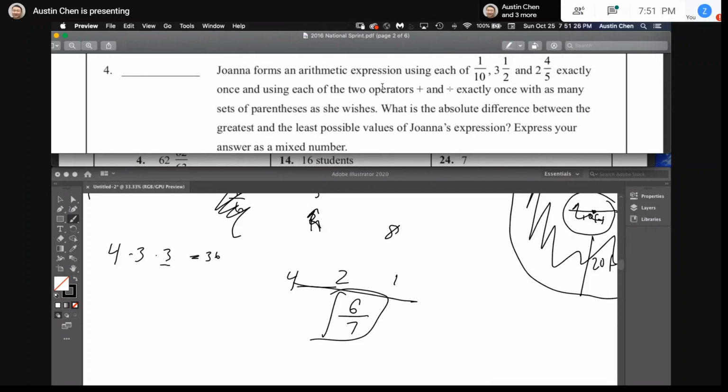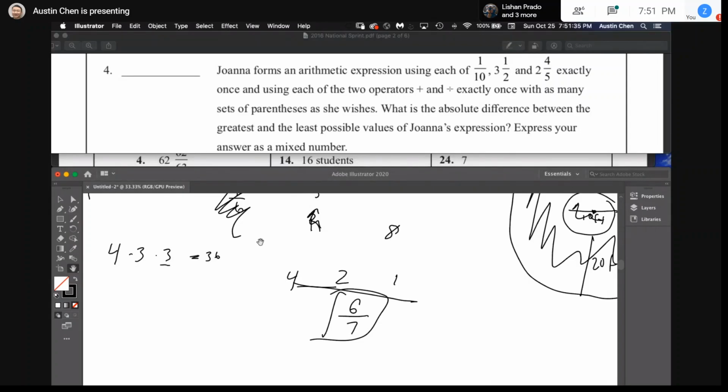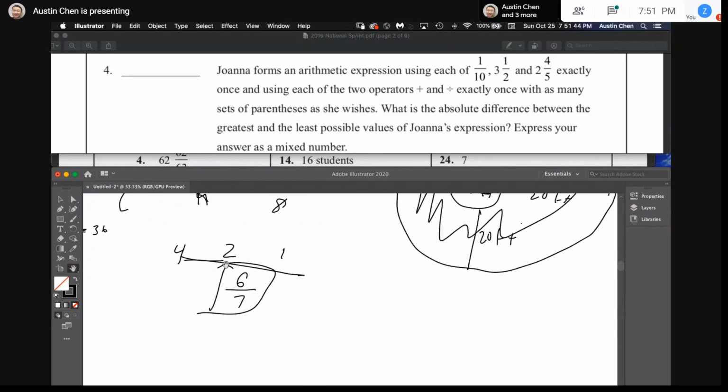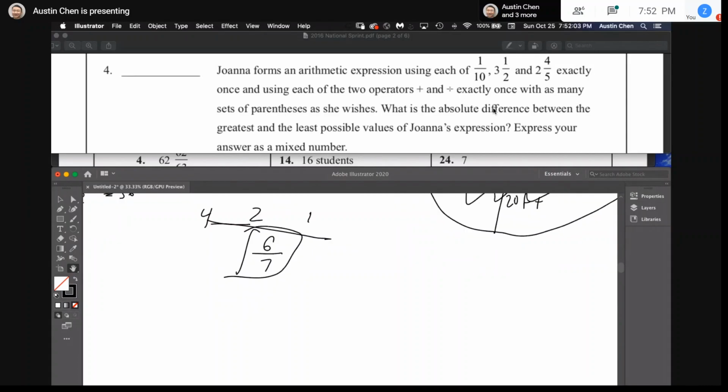All right, Joanna forms an arithmetic expression using each of 1/10, 3 1/2, and 2 4/5 exactly once, and using each of two of the operators, plus and divide, exactly once, with as many sets of parentheses as she wishes. What is the absolute difference between the greatest and least possible values of Joanna's expression, especially since it's a mixed number? Okay, so we want to find the greatest and least possible values of Joanna's expression. What is that saying? Well, it's saying we have to use plus and divide exactly once, but we can orient the numbers in any way.